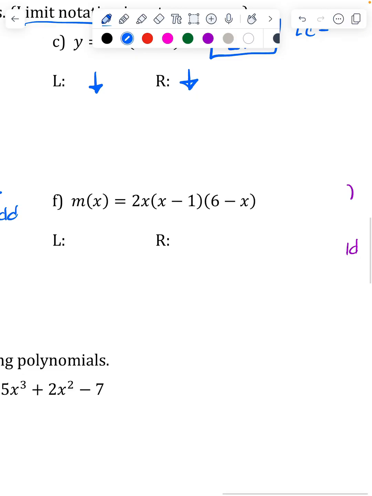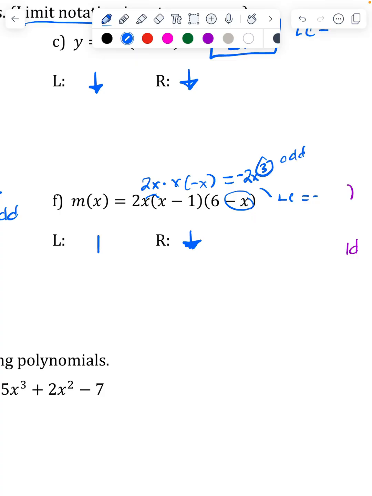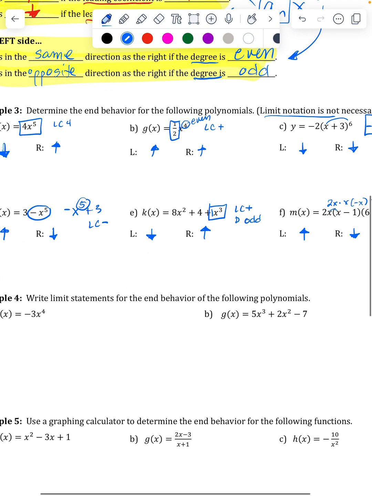This is not multiplied out, but if it were, I'd have 2x times this x and then times this negative x. So my leading term would end up being negative 2x to the 3rd. So my leading coefficient is negative, so the right's going down. My degree is odd, so the left is going to do the opposite. So that's without limit notation.